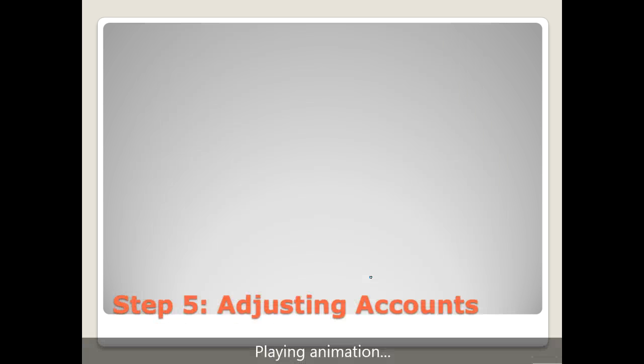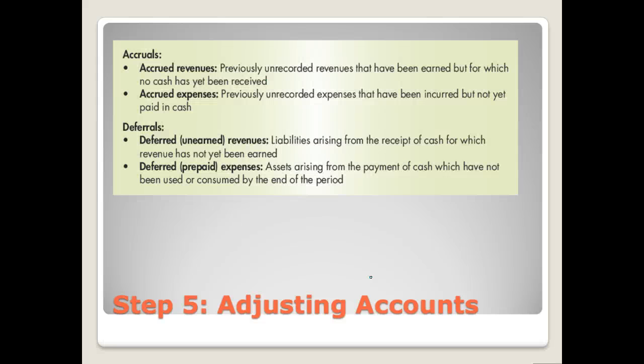Now, because of the revenue recognition and the matching principles, we end up having adjustments that we need to make. We make adjustments in step 5 of the accounting cycle. There are 4 major ways to make adjustments. We make them because of accrued revenues and/or accrued expenses. In both cases, they are previously unrecorded items that have either been earned or incurred, but the cash didn't change hands yet.